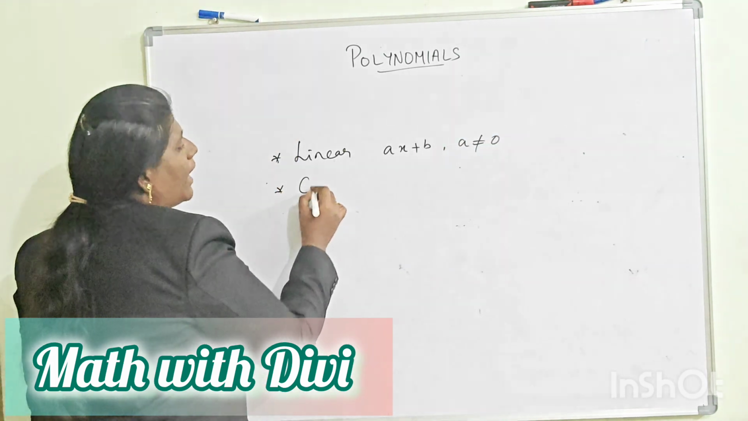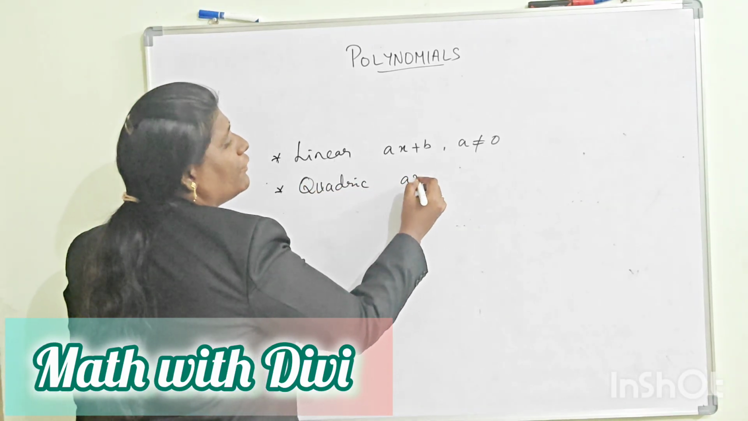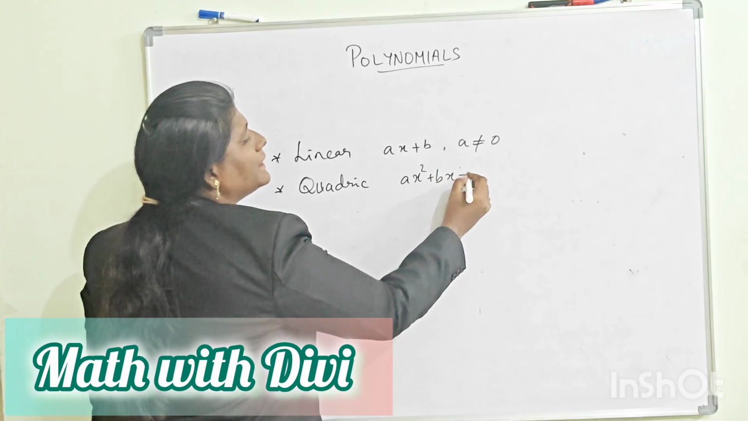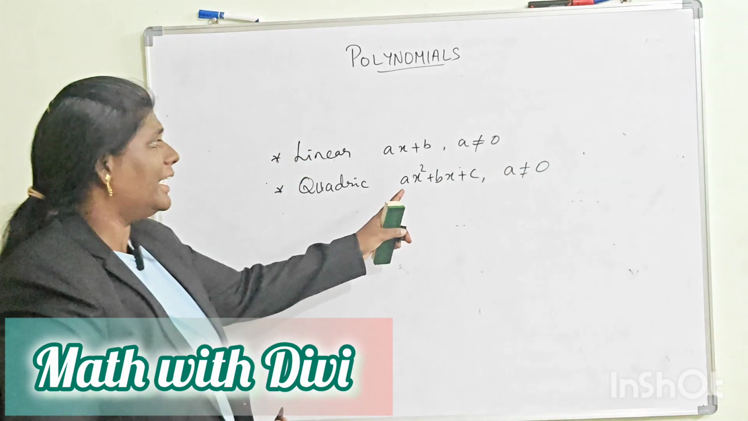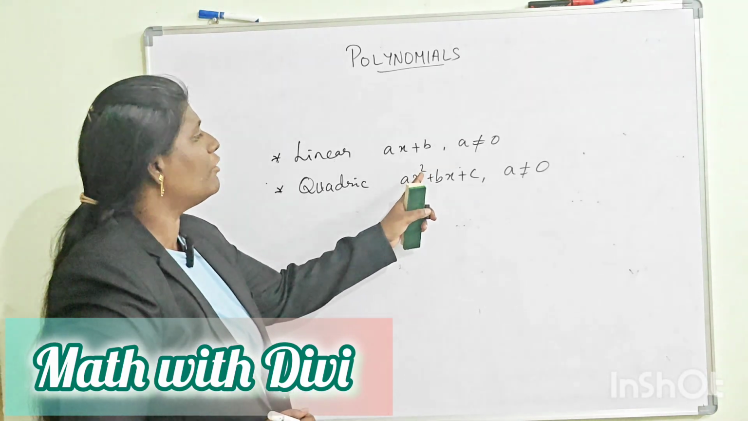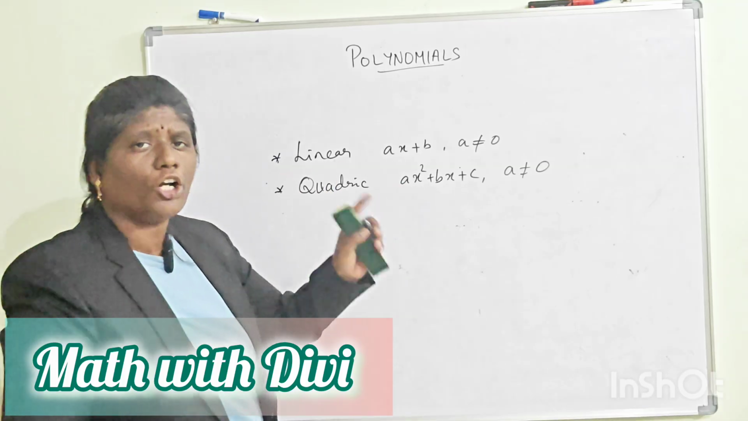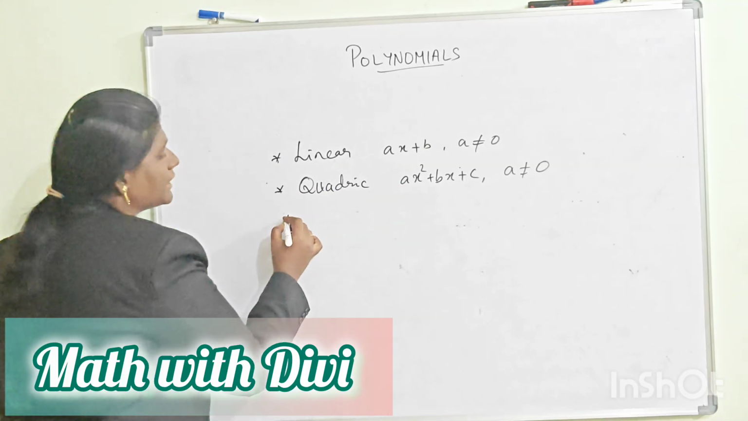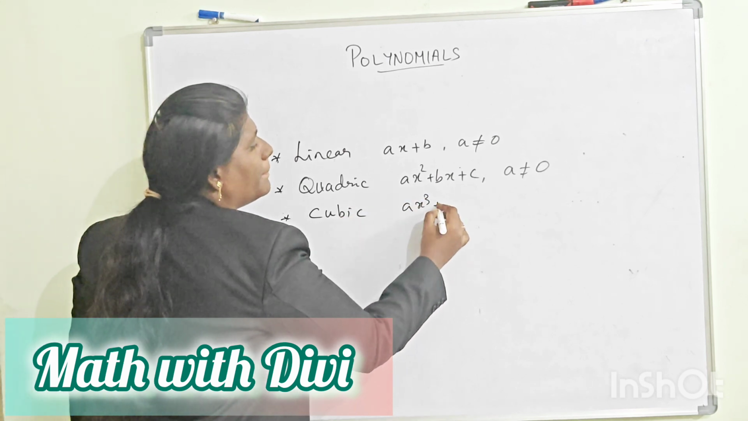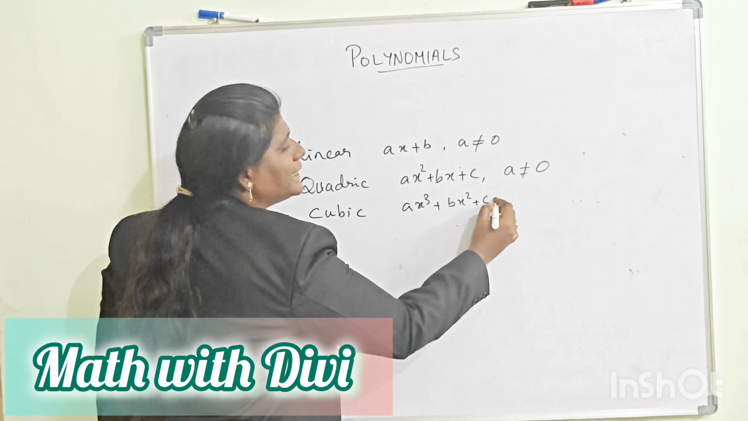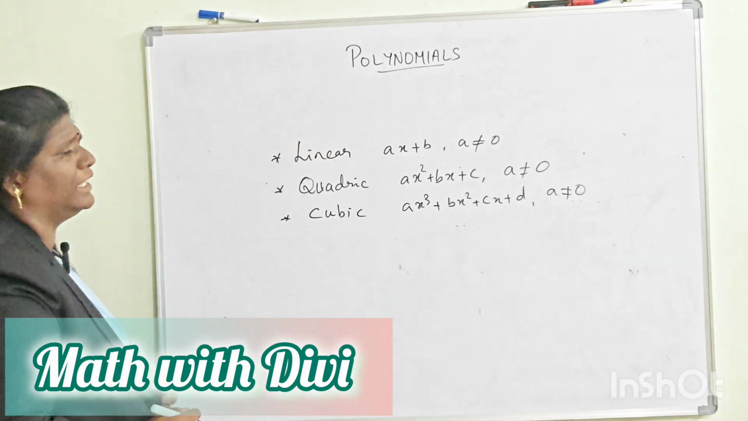Next, quadratic. The general structure is ax square plus bx plus c, where a should not be equal to 0, because we are defining this with the degree. The degree is 2, then only it is quadratic, so a should definitely not be equal to 0. Next, cubic: ax cube plus bx square plus cx plus d, where a should not be equal to 0.